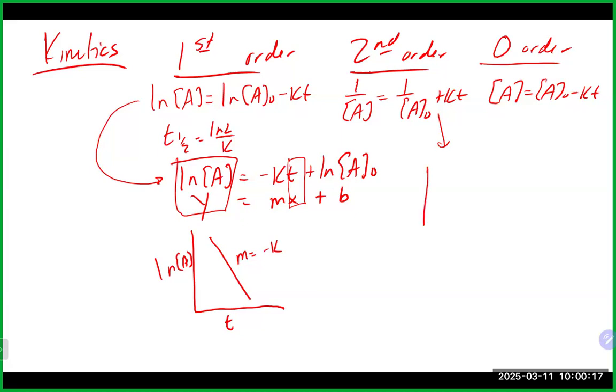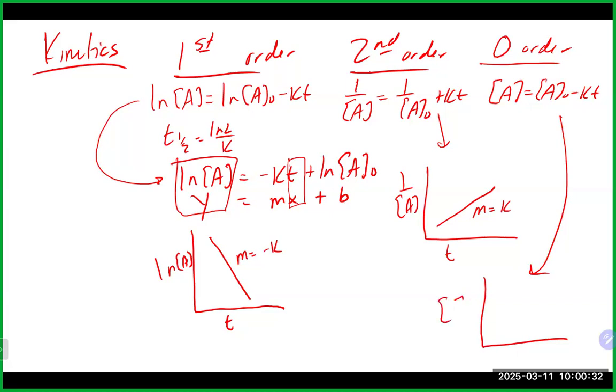For second order, it is 1 over the concentration versus time. This will give you a positively sloping line, and the slope in this case would equal k. And for zero order, it is the concentration of A versus time, giving you, again, a negative sloping line where the slope is equal to minus k.